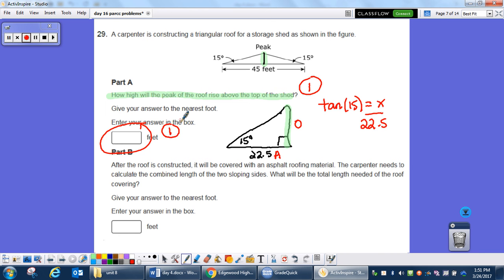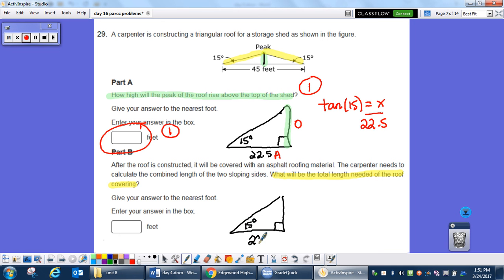Okay? All right, so then after the roof is constructed, it's going to be covered in asphalt. The carpenter needs to calculate the combined length of the two sloping sides. So that is a sloping side, and that is a sloping side. What is the total length needed of the roof covering? Round to the nearest foot. So what I'm going to do is show you how to calculate one of the sides, bringing this out again. Okay, and then you have to keep in mind that there's going to be two of them.